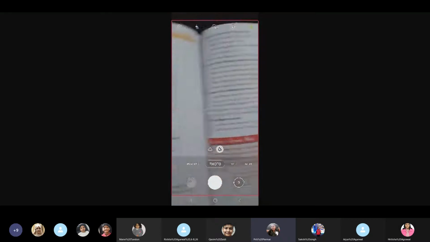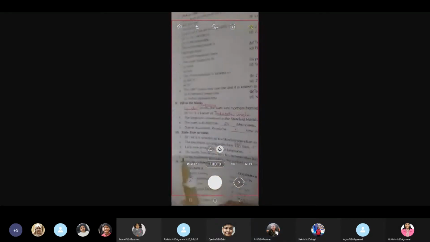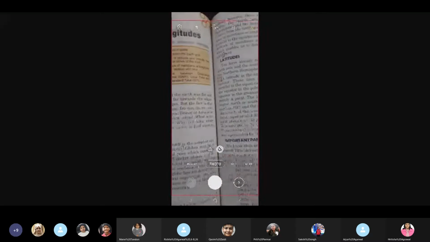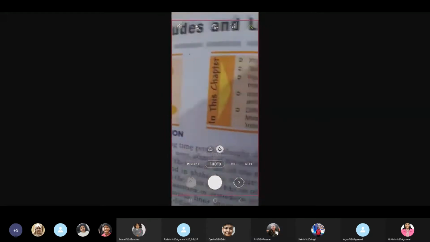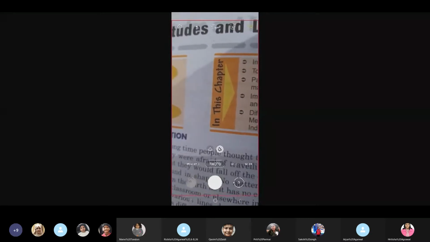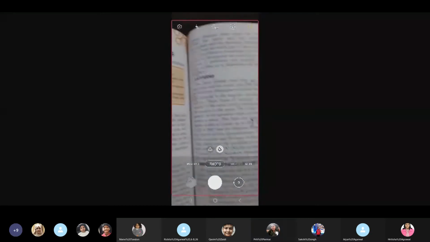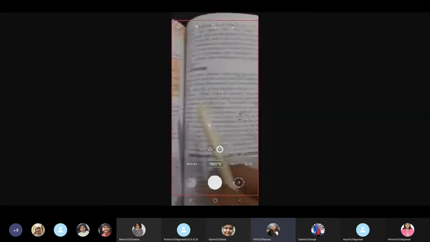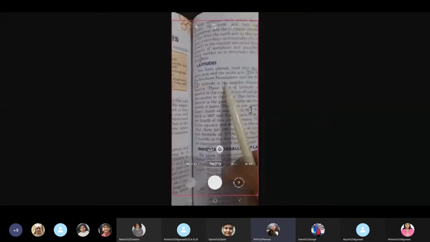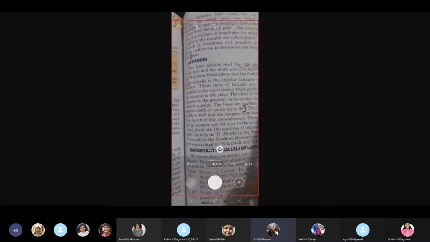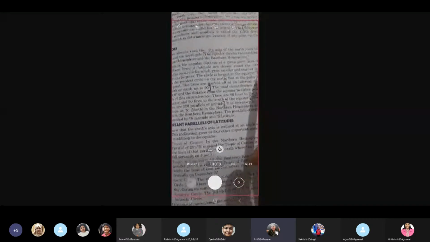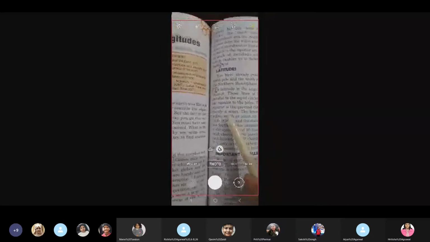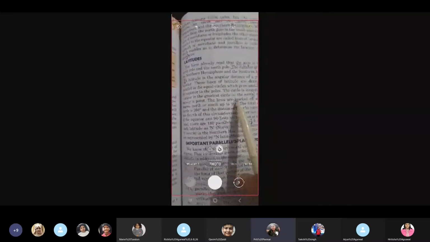Page 123. 6.4. The equator divides the earth into the northern hemisphere and the southern hemisphere. Till here you will mark. After that you leave a few lines, come here. The equator is the greatest circle on the earth.